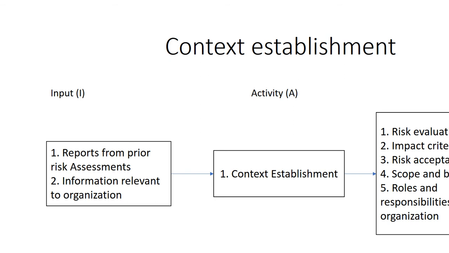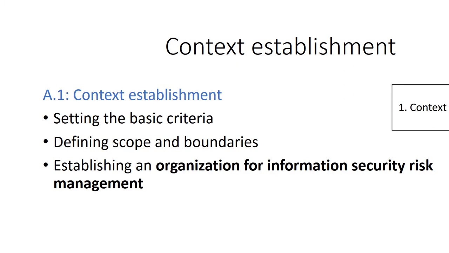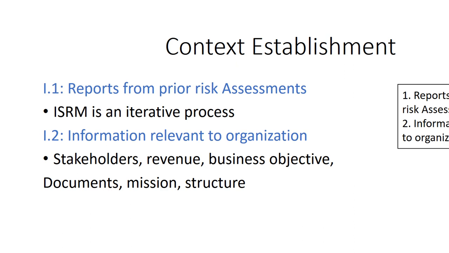So the first activity is the context establishment, and we have something as an input. Here we require these things as an input to carry out this activity, and we expect that we should generate these many things as an output from this activity. So the context establishment phase basically sets the basic criteria. It defines scope and boundaries, and it also establishes an organization for information security risk management.